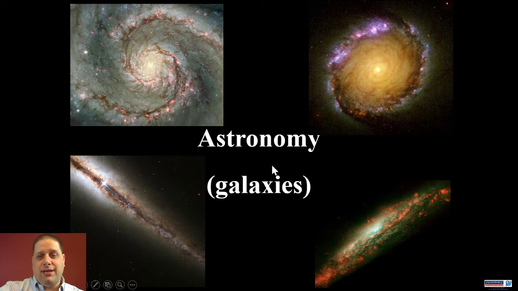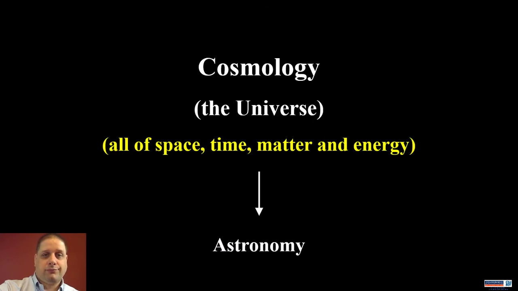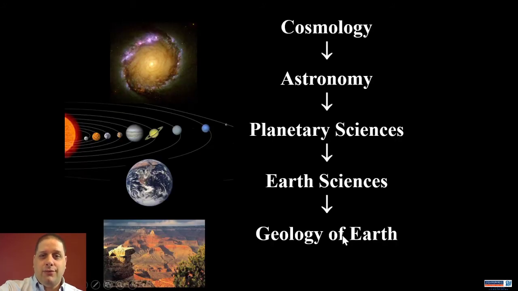So in astronomy, you might study stars, the life cycle of stars, and what's going on in different galaxies, how they're moving, how they're interacting with one another. You can also study nebula, which are large clouds of interstellar and sometimes intergalactic dust that are the places where stars are starting to form. And so astronomy itself is a subscience of cosmology, which is the study of the whole universe, of all matter, time, space, and energy. So we're mostly focused on the geology of the Earth for this course.